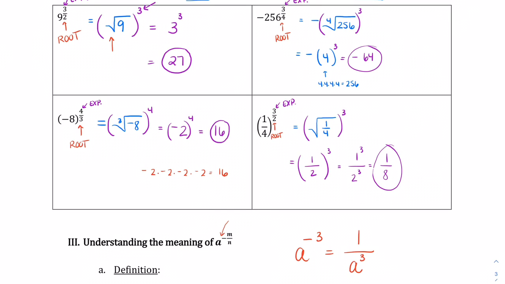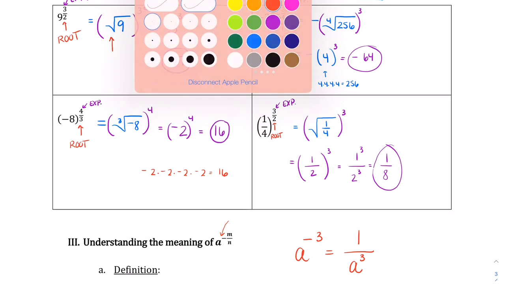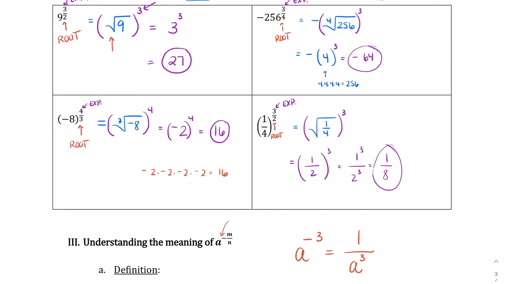It's a two-step process. So for example, down here, -8 to a power of 4/3. First I looked at the number on the bottom and took the root. Then I looked at the number on the top and raised to that exponent. And you always want to simplify as much as you can. Okay, so that's the first big concept.